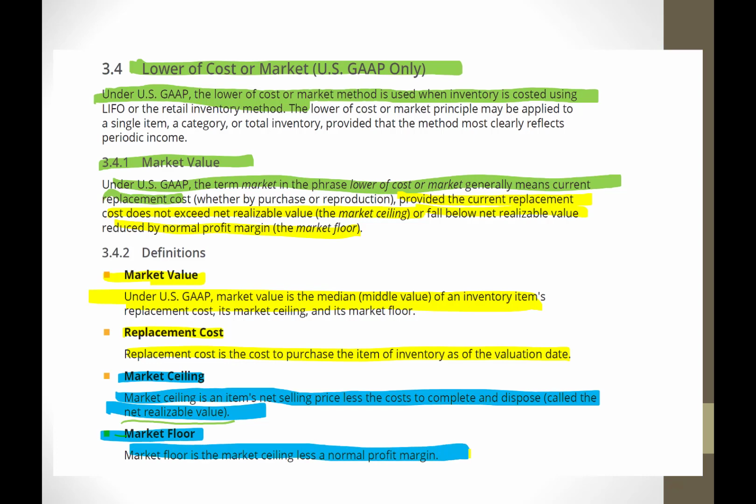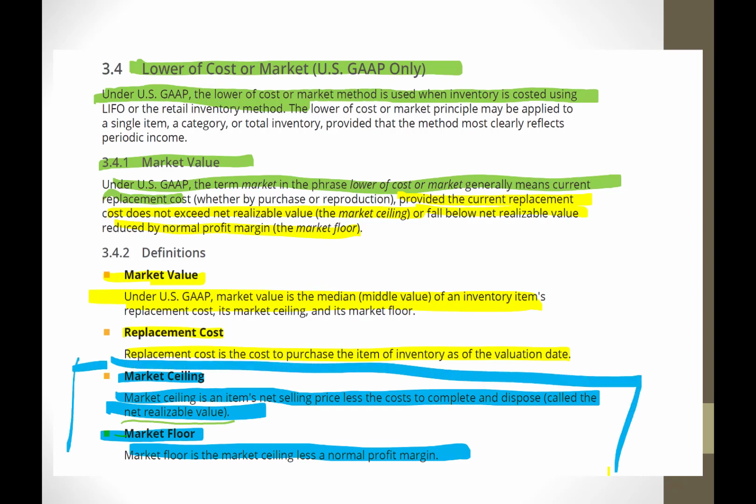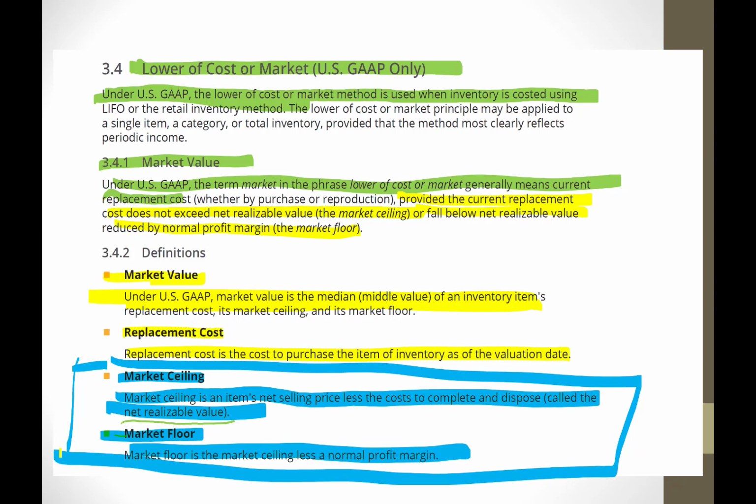Okay? All right, now it's key, as you can tell, that we know how to calculate the ceiling and floor. Once we know the ceiling and floor, we will do what? Compare it to the replacement cost. If the replacement cost is over the ceiling, we use the ceiling. If it's below the floor, we use the floor. That'll be our market. We'll compare that to our cost. And if our cost is below the market, use the cost. If our market is below our cost, use the market, right? Lower of cost or market.